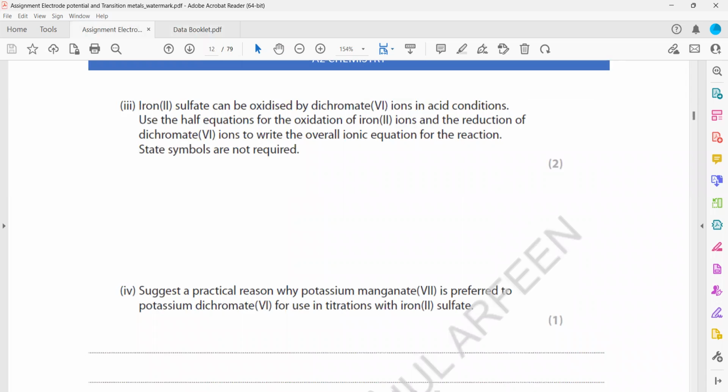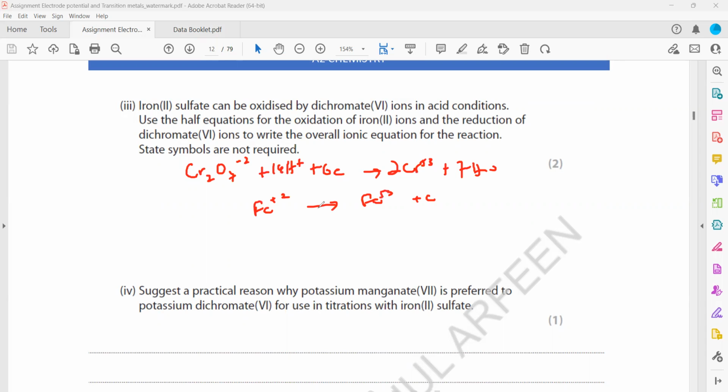So first, the conversion, for example, Cr2O7 2-, dichromate ion, with 14 protons and 6 electrons gives 2 Cr 3+ plus 7 H2O. And then iron 2 is converted into iron 3 by losing an electron, and just multiply this by 6 and add the two equations, you'll get the answer.